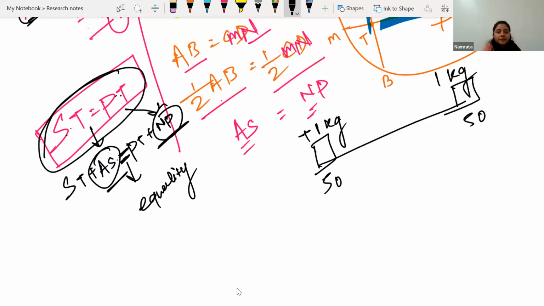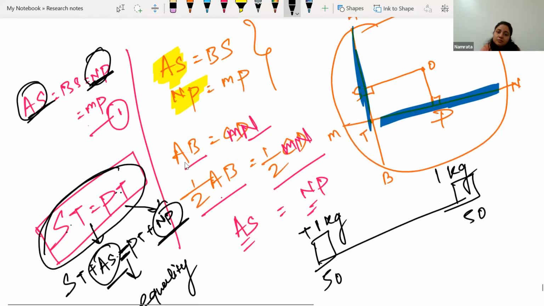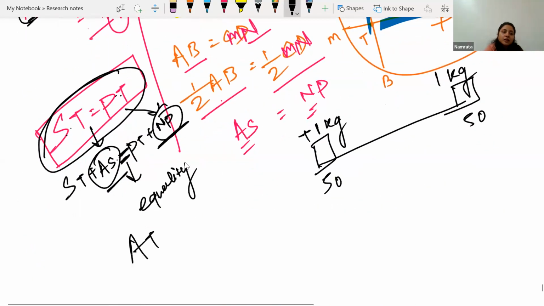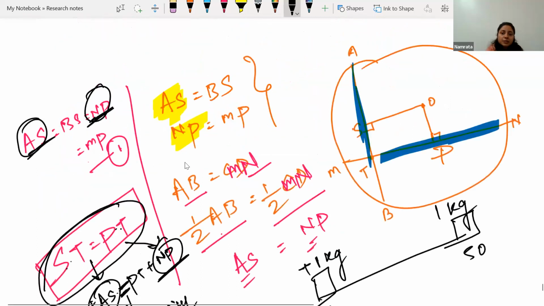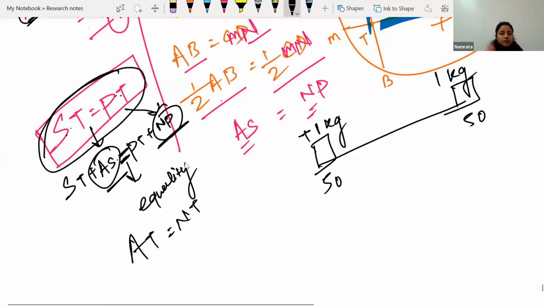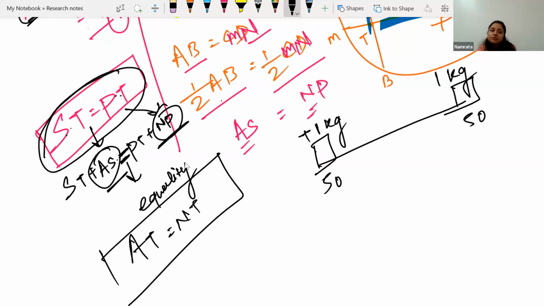Getting it? Are you getting it? Yes, ma'am. Now ST plus AS, ST plus AS means AT, PT plus NP, PT plus NP means NT. AT is equal to NT. We are done with the proof.